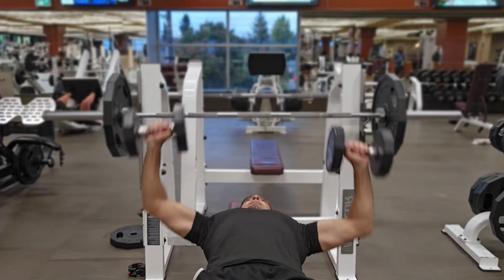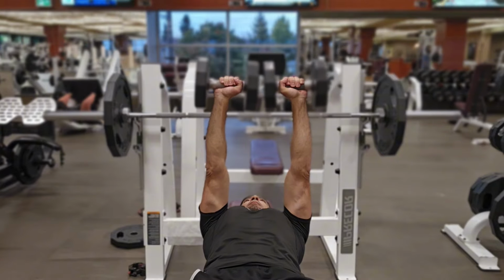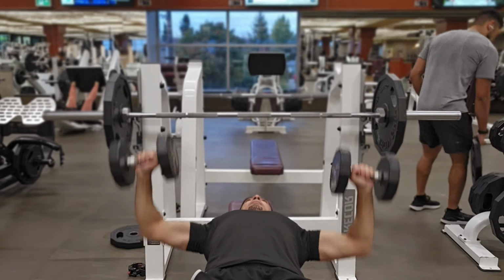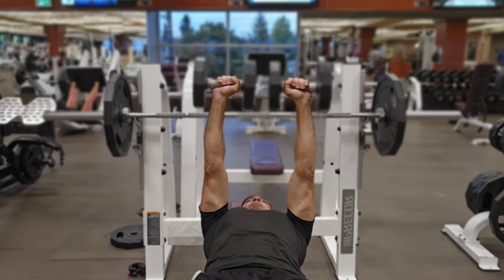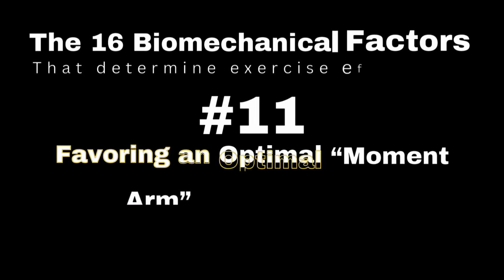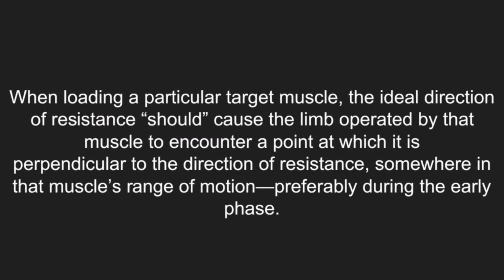It is more efficient to use an exercise or exercise form that allows the target muscle's operating length to use its full effective length without moment arm reduction. This would optimize the loading of the target muscle. When loading a particular target muscle, the ideal direction of resistance should cause the limb operated by that muscle to encounter a point at which it is perpendicular to the direction of resistance, somewhere in that muscle's range of motion, preferably during the early phase.